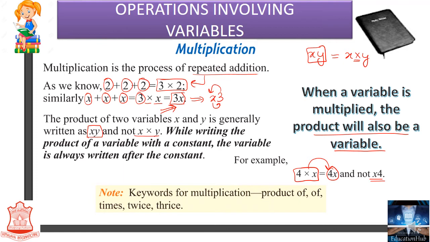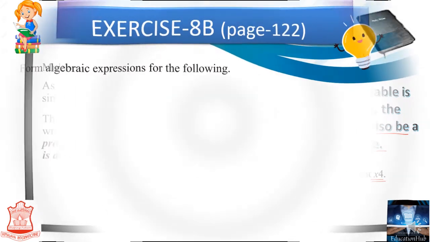Again, we have some keywords like product of, as we already know, it means multiplication. Of means multiplication. Times, twice, thrice means multiplication. I hope this is clear to you. If you have any doubts, you can drop your doubts in the comment section below.